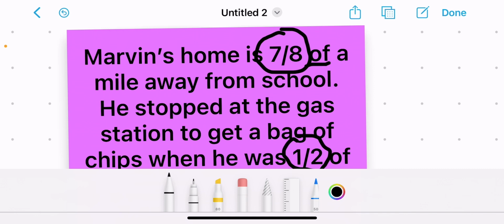I know that "of" is a key word for multiplication, especially when we see it next to a fraction. If I need to find 1/2 of something, I'm going to multiply it by 1/2. So I know I will be multiplying my two numbers. I'm also going to underline the words gas station, because that's what my 1/2 represents.